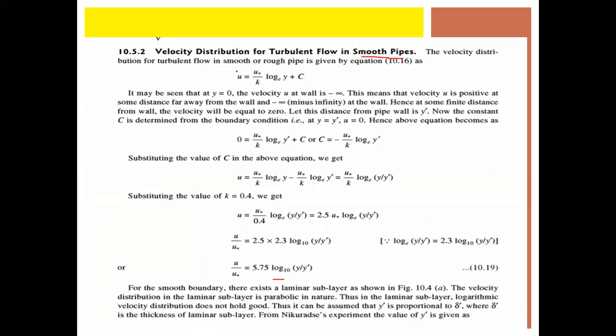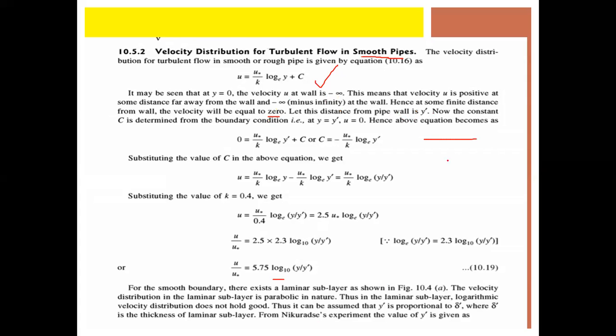The velocity distribution of turbulent flow in smooth pipes or rough pipes is given by the equation, which we have to derive for smooth flow and rough flow. So u is equal to u star by k into log y plus c. Then at y equal to 0, the velocity u at the wall is minus infinity. This means the velocity u is positive, and if it is minus, the velocity is negative. Hence, the distance from the wall will be 0. So let us take the distance from the pipe wall.